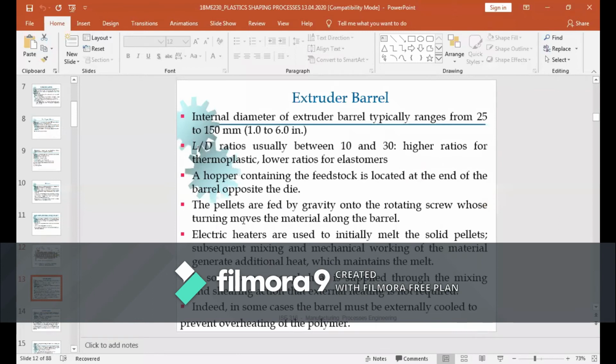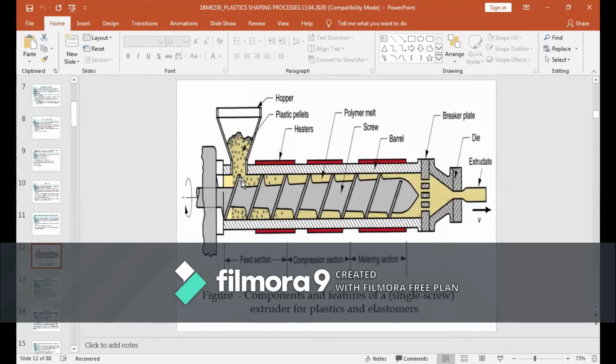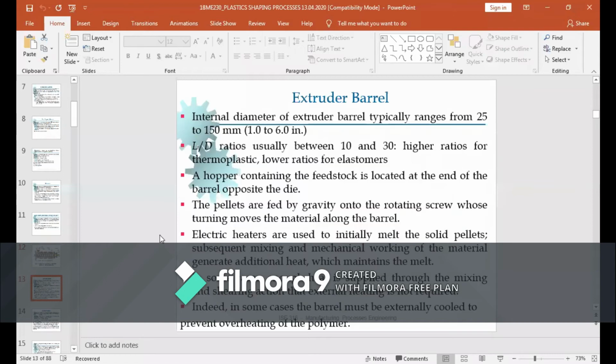Okay, the pellets are fed by gravity. You know that I'm going to pour the pellet through the hopper, and it will flow by gravity. That is only mentioned in the slide. That is fed to your rotating screw, which moves the material along the barrel. That will move your pellet along towards the die.